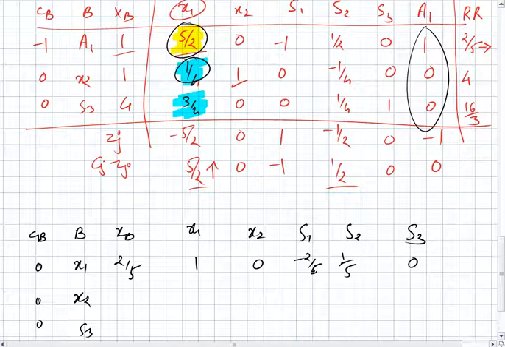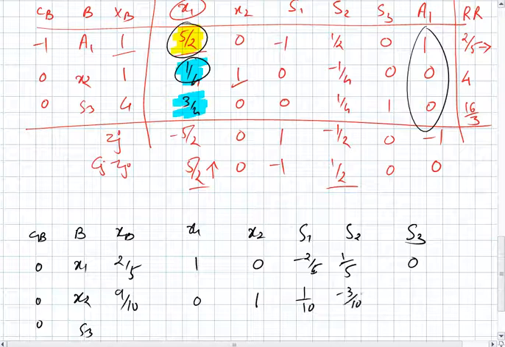Now to make this entry 0, we have to multiply this row by 1 by 4 and subtract this row. So we are having 9 by 10. Here it is 0, here it will be 1, here it will be 1 by 10, here it will be minus 3 by 10, and here it is 0. Now to make this entry 0, we have to multiply this by 3 by 4 and subtract from here. So it is 37 by 10, here it will be 0, here it will be 0, here it is 3 by 10, here it is 1 by 10, and here it is 1.